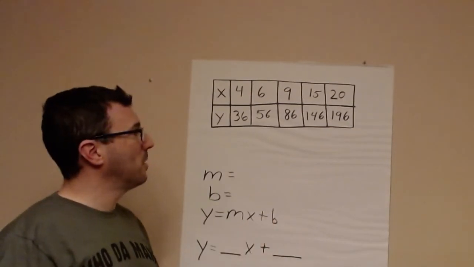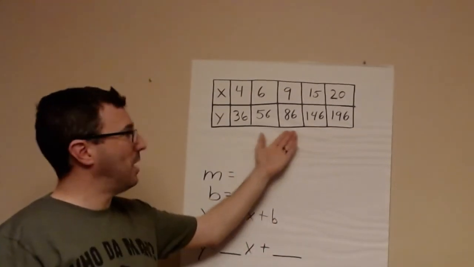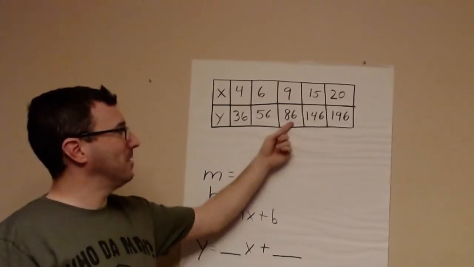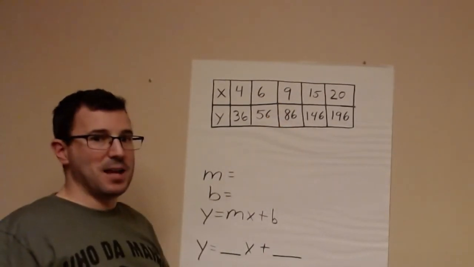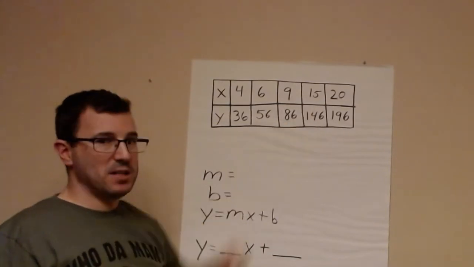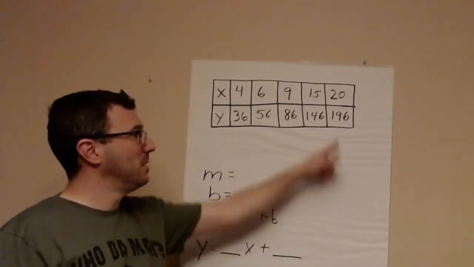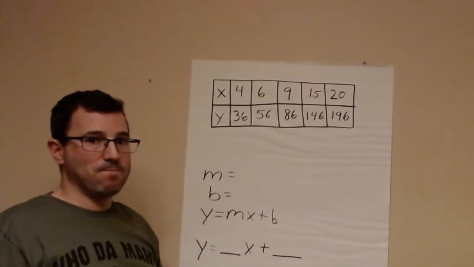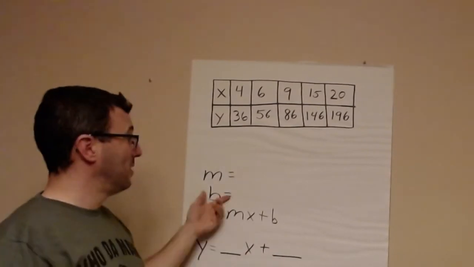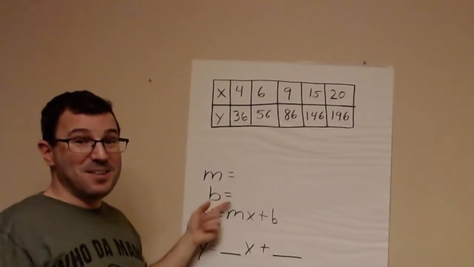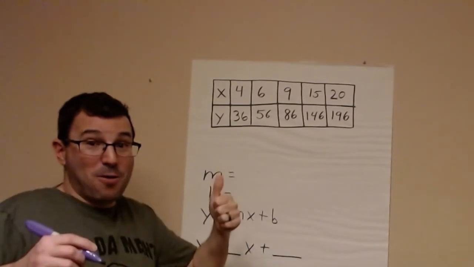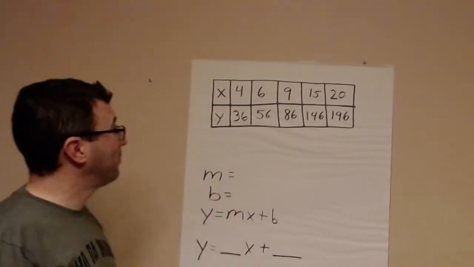Now, that doesn't work. And as I go along, I'm going to notice 86 divided by 9, that's not 9. 146 divided by 15, that's not 9. And that's not 9. So this isn't proportional. So I don't get an easy y-intercept. I don't get to say it's 0. I have to figure it out.